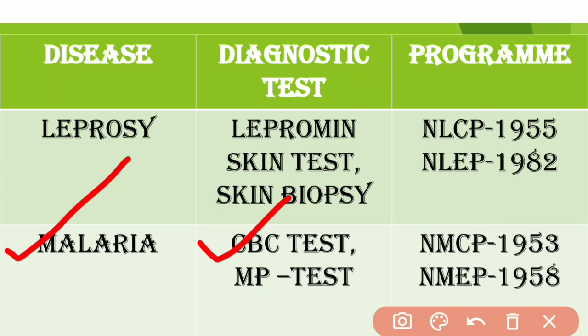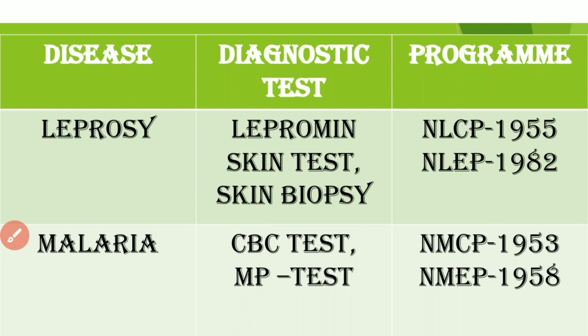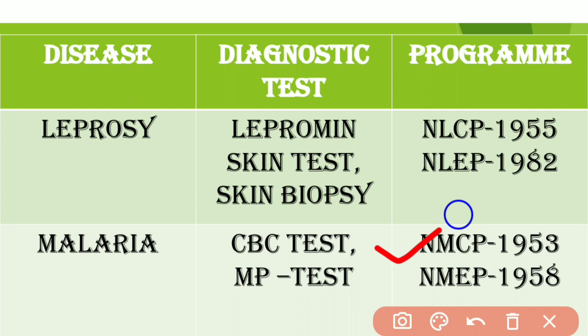Anemia sometimes develops in people with malaria because the parasite damages red blood cells. By damaging the red blood cells, anemia develops, and the CBC test identifies the anemia caused by the malarial parasite. So infection leads to malaria, and this malaria is controlled by the National Malaria Control Program, 1953, renamed the National Malaria Eradication Program in 1958.